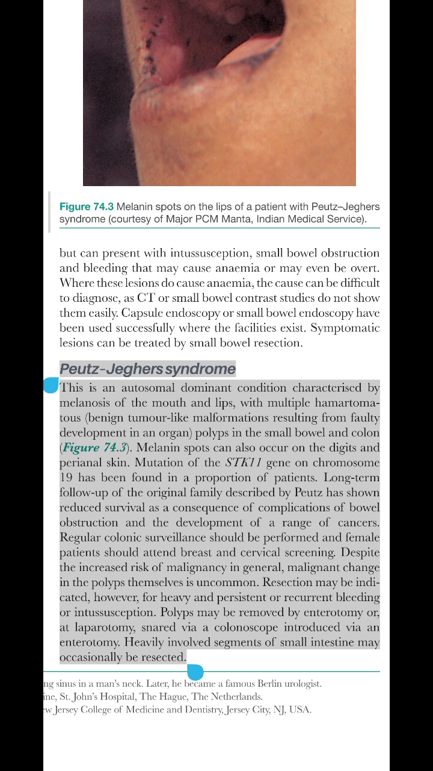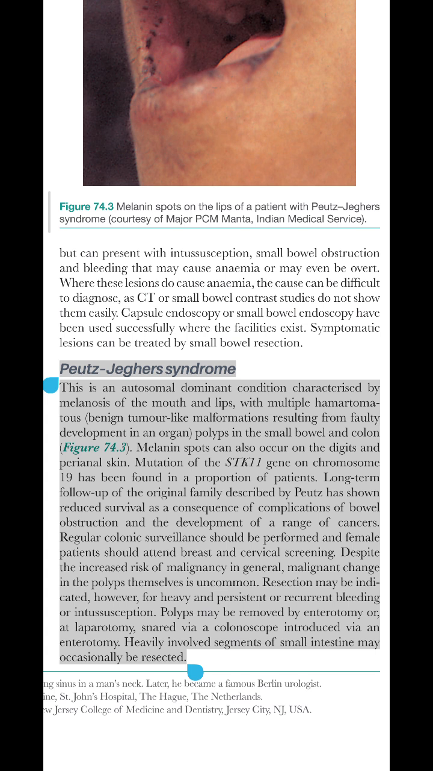Long-term follow-up of the original family described by Peutz has shown reduced survival as a consequence of complications of bowel obstruction and the development of a range of cancers. Regular colonic surveillance should be performed and female patients should attend breast and cervical screening. Despite the increased risk of malignancy in general, malignant change in the polyps themselves is uncommon.